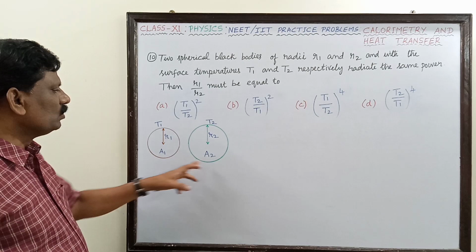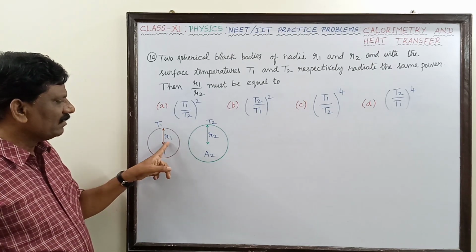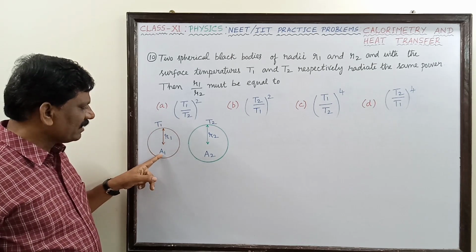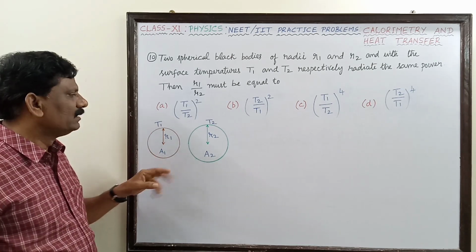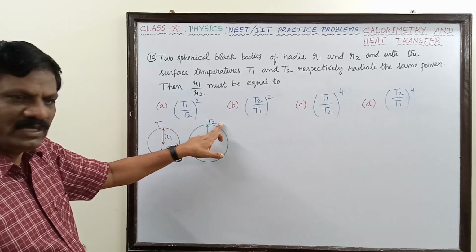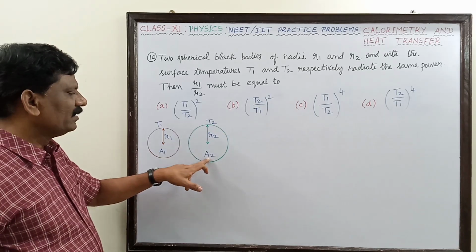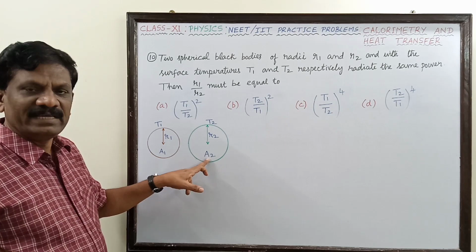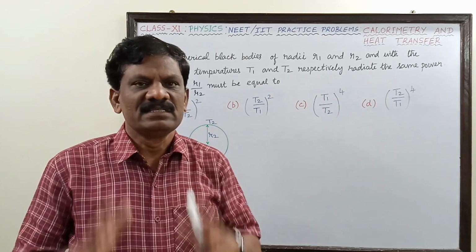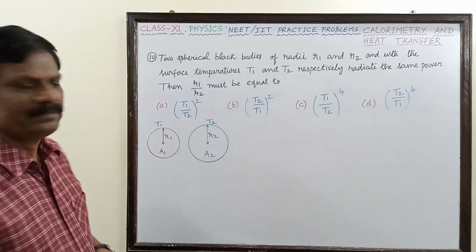So I have drawn two spheres. One is of radius R1 whose surface temperature is T1 and surface area is A1. The second sphere is of radius R2, has a surface temperature T2 and surface area A2. Now we are going to apply Stefan's law of radiation.